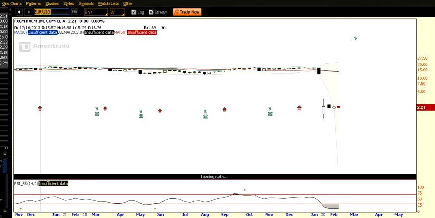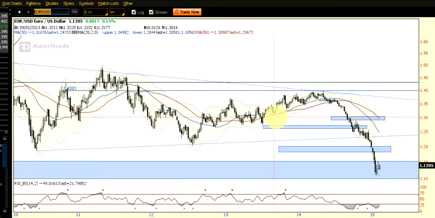The Euro-US dollar. Sorry about the dogs. There's something going on in the other room there.